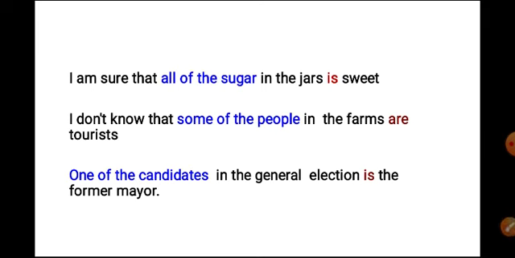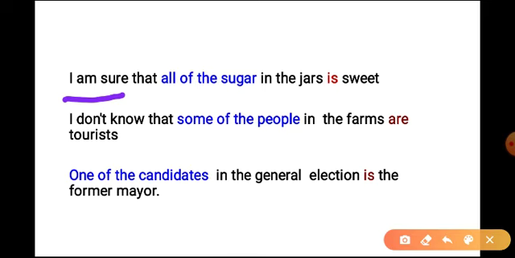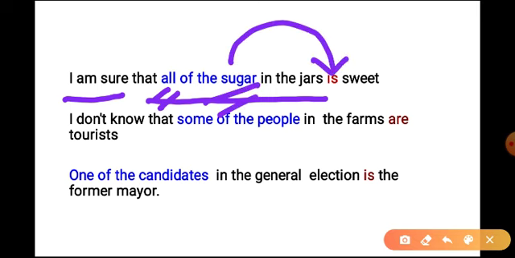Next, I'm sure that all of the sugar in the jars is sweet. Kalimat ini terdiri dari dua klausa. Klausa pertama adalah I'm sure. Oke, yang kedua adalah that all of the sugar in the jars is sweet. Nah, di sini kita perhatikan I'm sure, kemudian that all of the sugar yang kita perhatikan adalah all dan the sugar. Oke, jadi kata kerjanya kita pakai is untuk sugar.